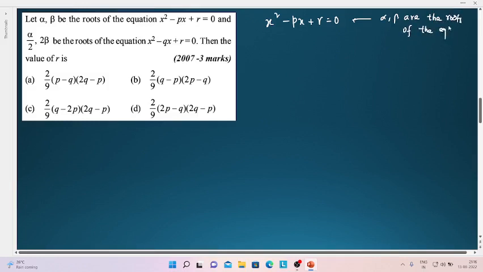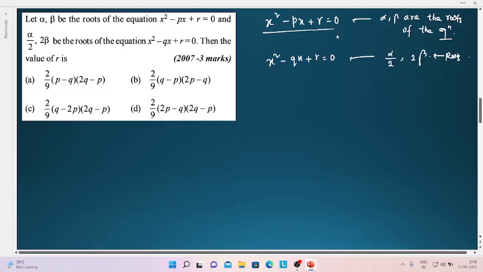So alpha and beta are the roots of this quadratic equation, and alpha by 2 comma 2 beta are the roots of the equation x square minus qx plus r equals 0. So another quadratic equation is given, x square minus qx plus r equals 0, and its roots are alpha by 2 and 2 beta.